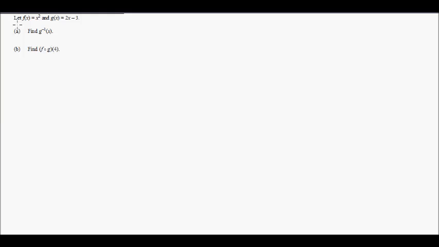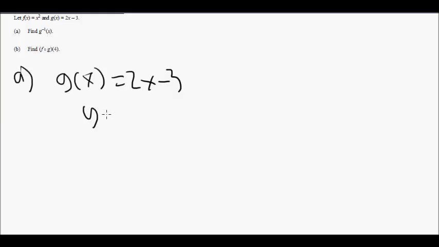So let's get on to the first question that we see here. First question here is let f of x equal x squared and g of x equal 2x minus 3. The first question that's being asked is find the inverse function of g of x. So let's start with the first one. So we know that g of x is equal to 2x minus 3. So therefore y is equal to 2x minus 3.